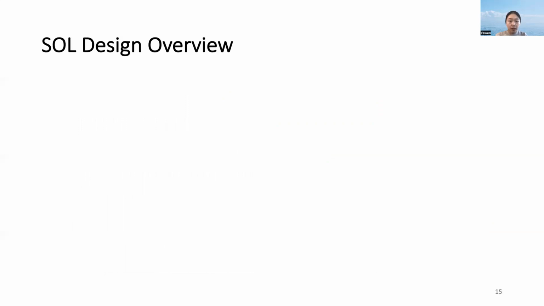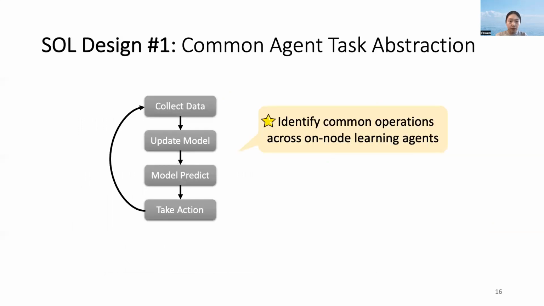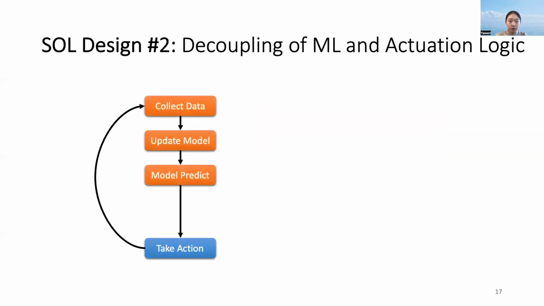Let's next delve deeper into the design of SOL. First, SOL identifies these four operations: collect data, update model, model predict, and take action, to be common across on-node learning agents and abstract them out.